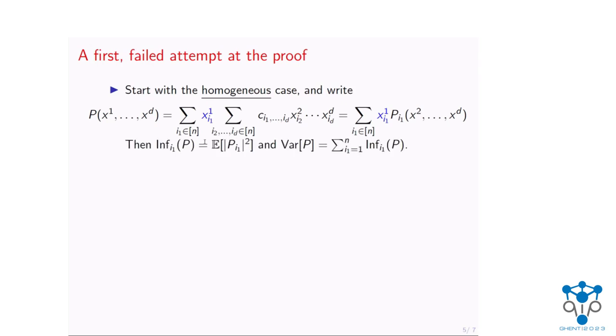And two technical things. One is it's easy to see that the influence of the i-th variable, which is one of the variables in the first block, is actually the expected square of this polynomial P sub I1, if you take the square uniformly over the Boolean cube for these d minus 1 times little n many variables. And similarly, the variance of the whole polynomial P is actually the sum of these influences. If you use these Fourier theoretic formulas, which I haven't told you, then these things are very easy to see, so just trust me on this.